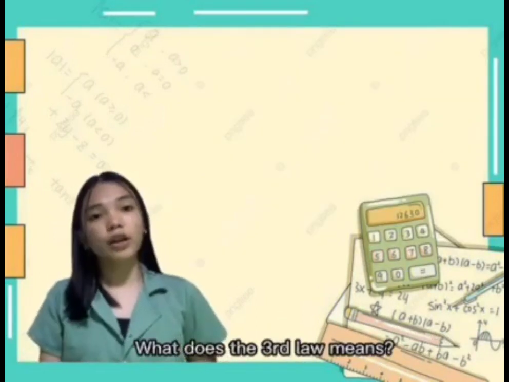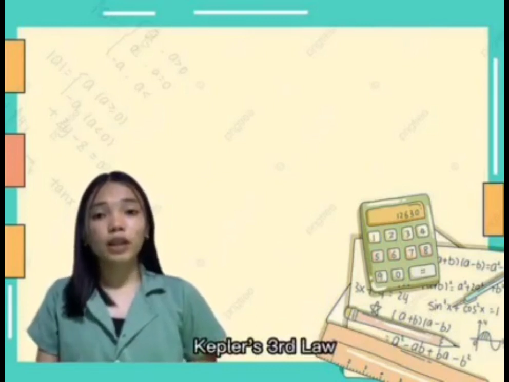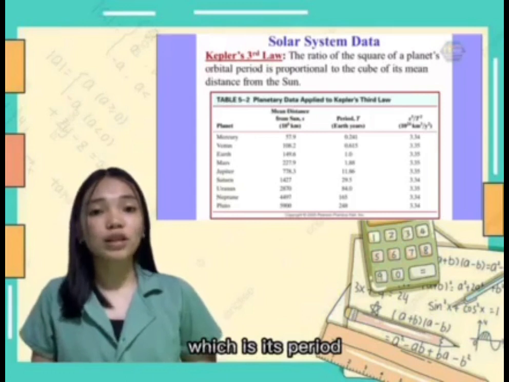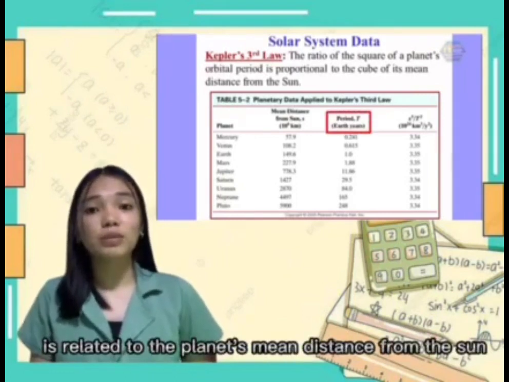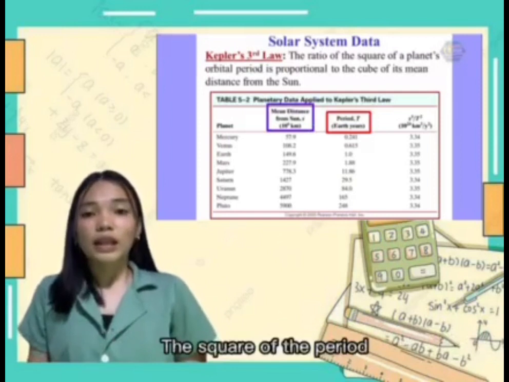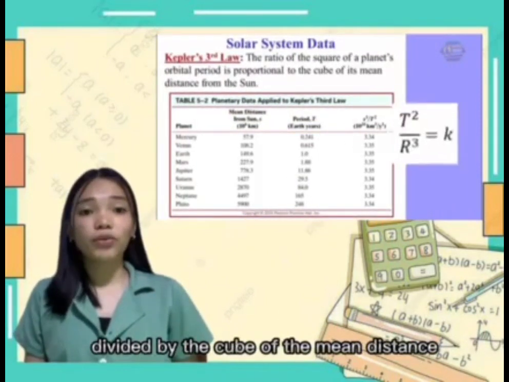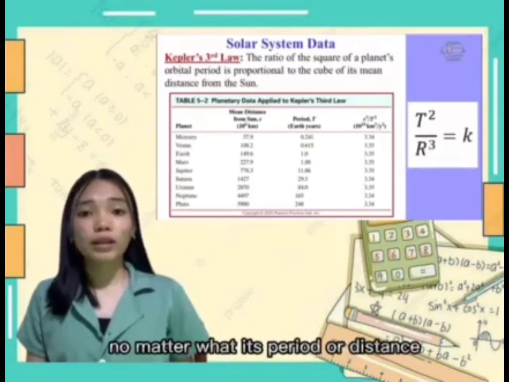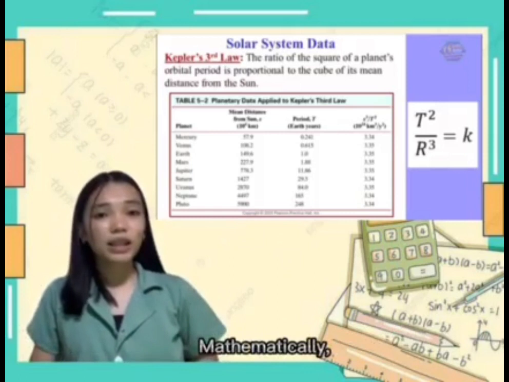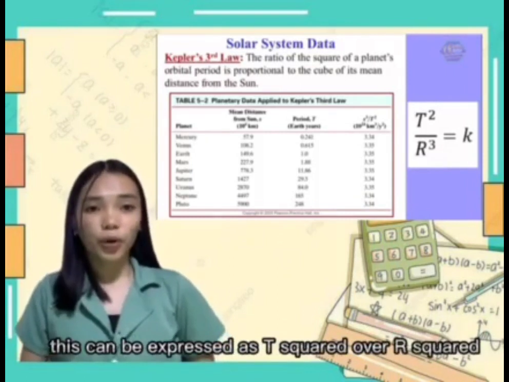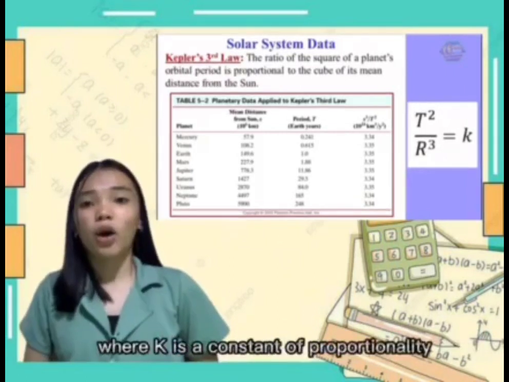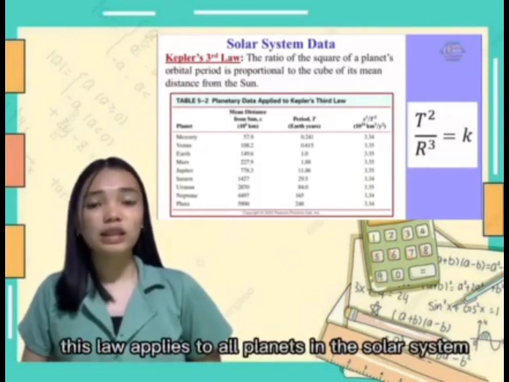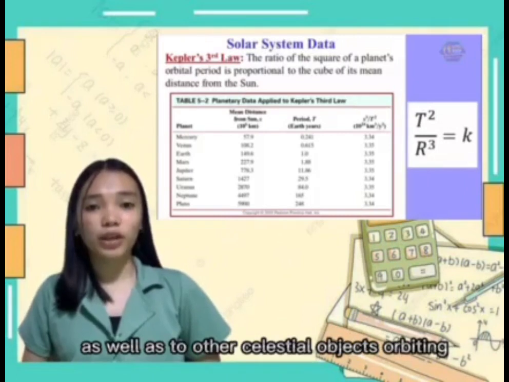What does the third law mean? Kepler's third law means how long a planet takes to go around the Sun, which is its period, is related to the planet's mean distance from the Sun. The square of the period divided by the cube of the mean distance is equal to a constant for every planet, no matter what its period or distance. Mathematically, this can be expressed as p squared over r cubed is equal to k, where k is a constant of proportionality. This law applies to all planets in the solar system as well as to other celestial objects orbiting a central body.